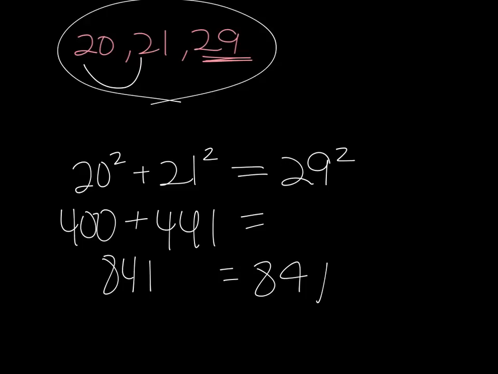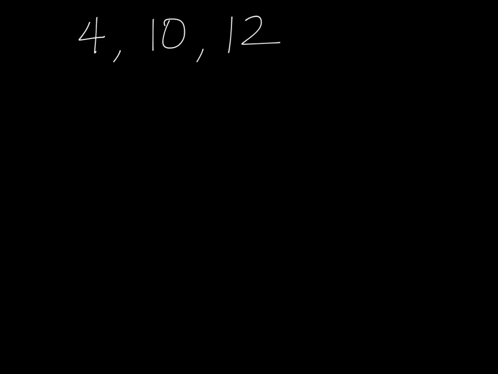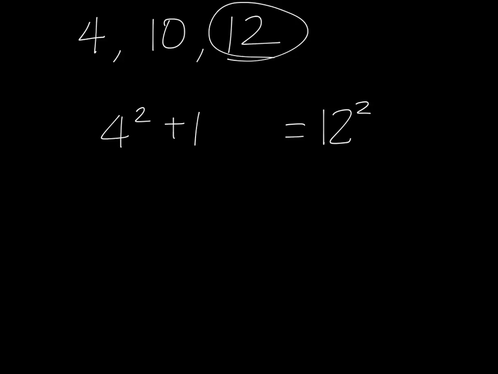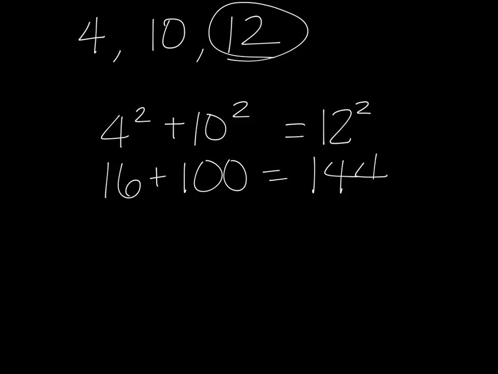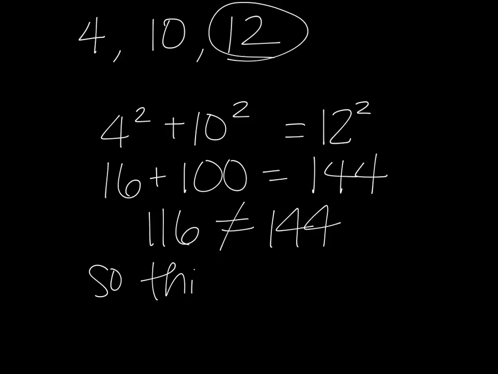Now, if it doesn't equal each other, then it's not a right triangle. Let me give you an example of that. Is this a right triangle? So, of course, the longest side is the hypotenuse, so 12 squared. A squared plus b squared. Let's see if they equal each other, and if they do, it is a right triangle. So 4 squared is 16, 10 squared is 100, and 12 squared is 144. 100 plus 16 is 116. They do not equal each other, so this is not a right triangle.